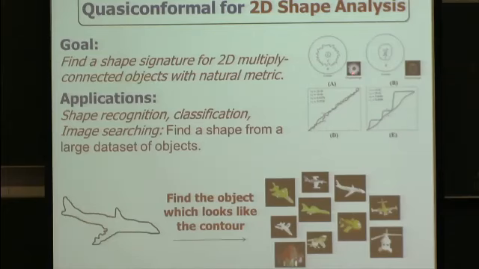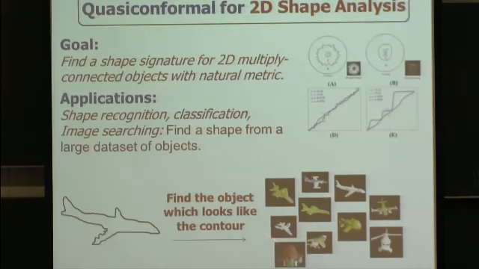So for example, here you have an image of a flower. It's multi-connected because you have an outer boundary and an inner boundary. You have a ring surface, so you have an outer boundary, inner boundary. We want to find some fingerprint, some signature to represent this shape. So it has a lot of applications. For example, medical image analysis is one of them, or shape recognition and classification.